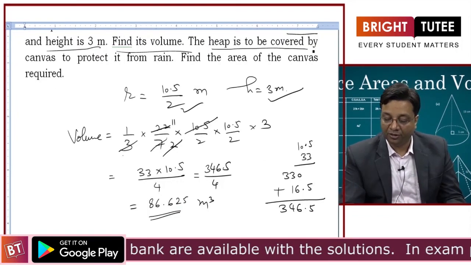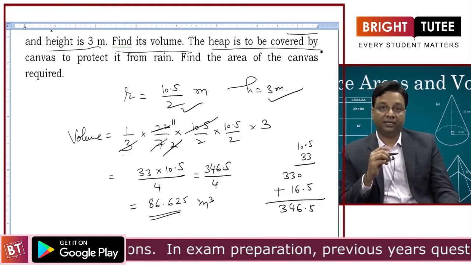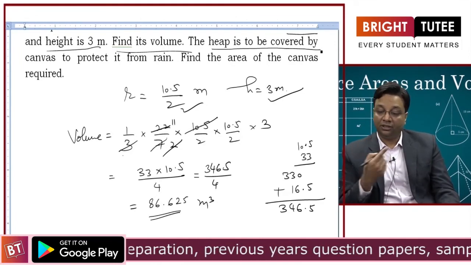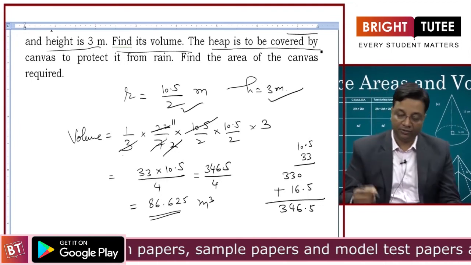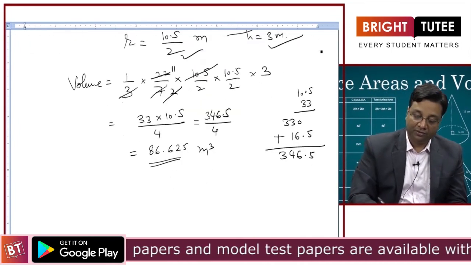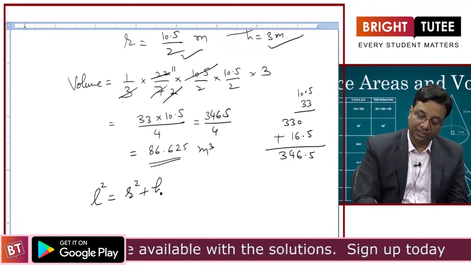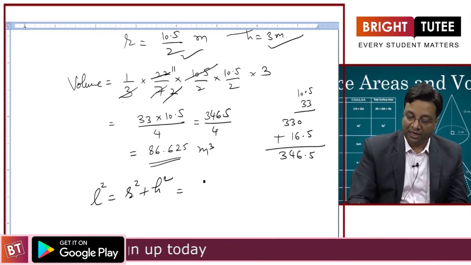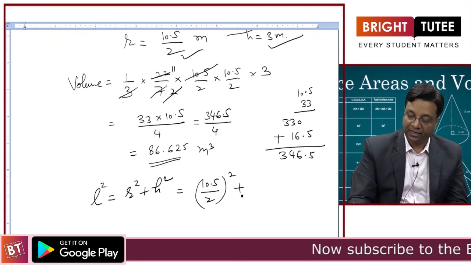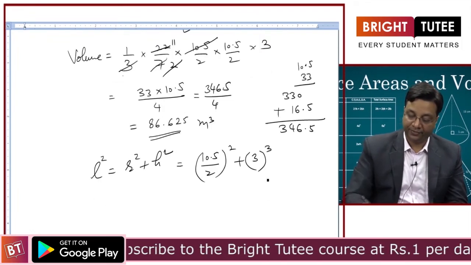Now this heap is to be covered by a canvas to protect it from rain. Find the area of the canvas. So to find the area of canvas, we will have to find the curved surface area of a cone. For that, we will also require the slant height. Slant height is square root of r square plus h square. So l square is r square plus h square. R square means 10.5 by 2 square and h square is 3 square.